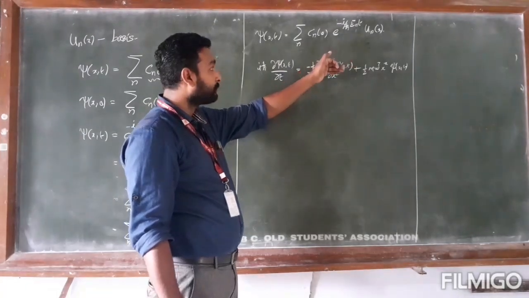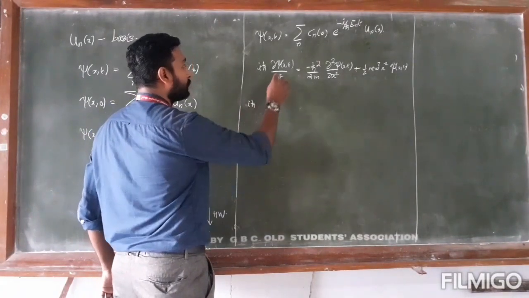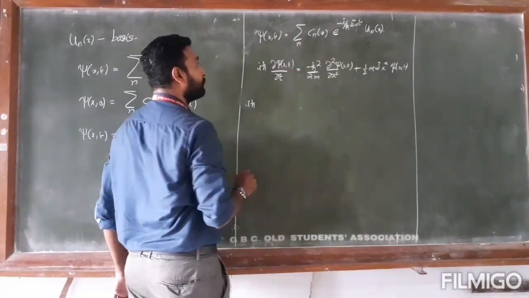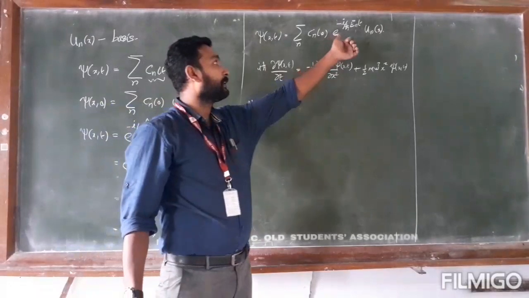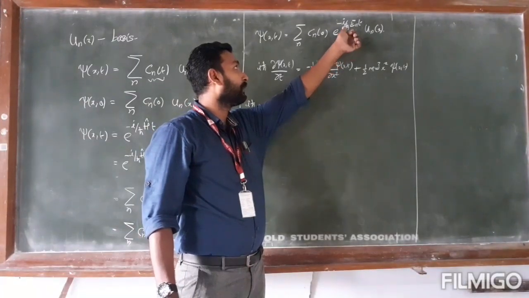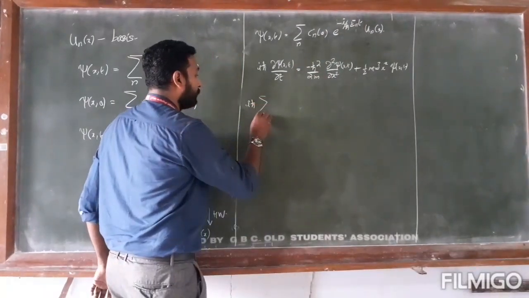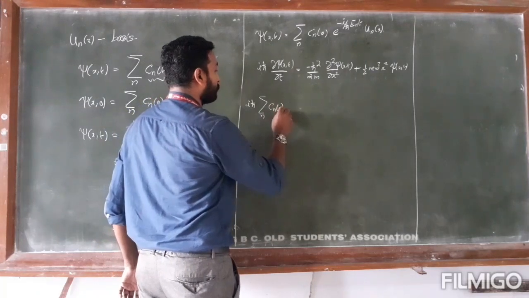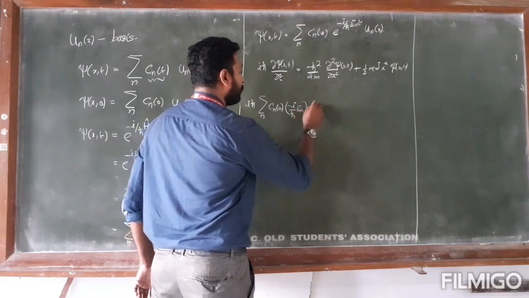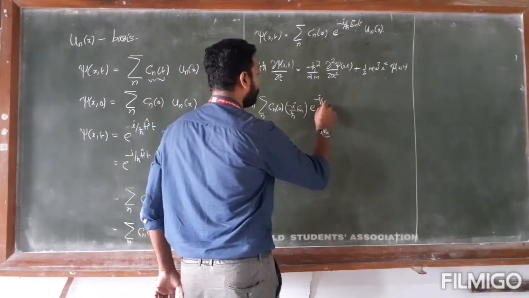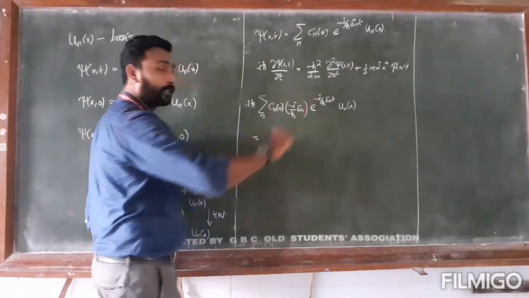So I am giving some steps. If you substitute this, what do you get? The left side becomes i h cross. If you differentiate this with respect to time, then Cn of 0 and un of x are constants. If you differentiate the exponential term, you will get minus i by h cross En outside. So this becomes sum over n Cn of 0 minus i by h cross En e raised to minus i by h cross En t times un of x. So that will be your left hand side.